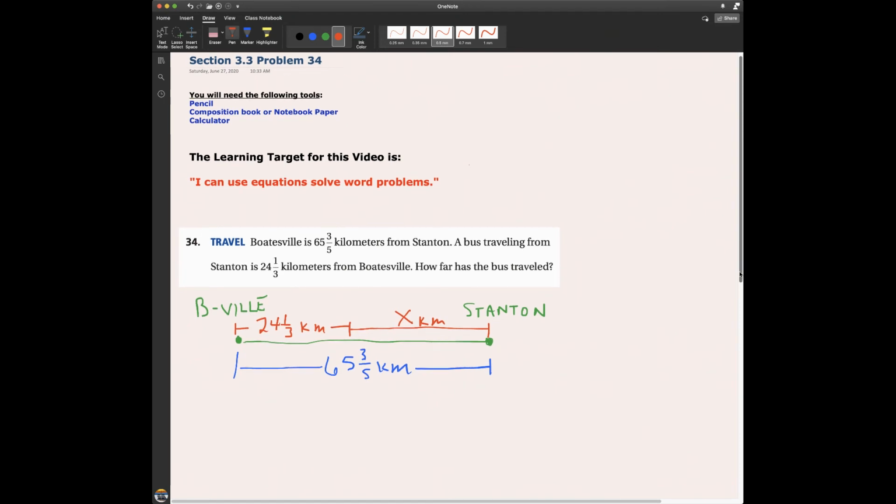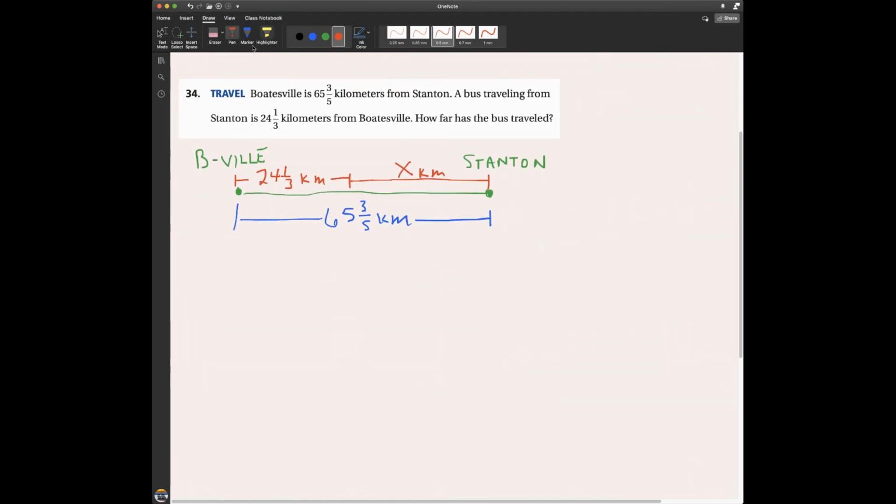All right, so we've got a word problem down here, and I drew a little picture. Let's highlight some of the important parts of this problem. Boatesville is 65 and 3/5 kilometers from Stanton. Okay, it's important. A bus traveling from Stanton is 21 and 3/4 kilometers from Boatesville. And we want to know how far this bus has traveled.